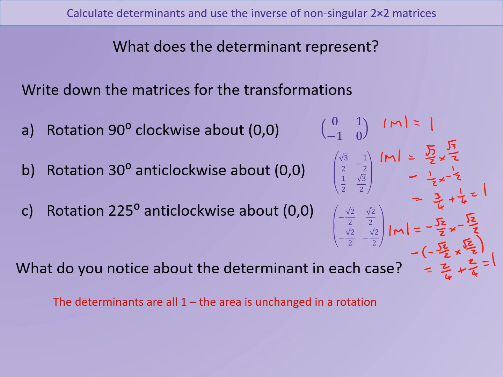And that brings us to the rule that the determinant of any rotation is 1. That is because when you rotate any shape, the area is unchanged.